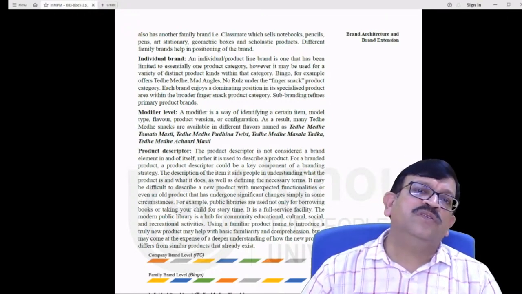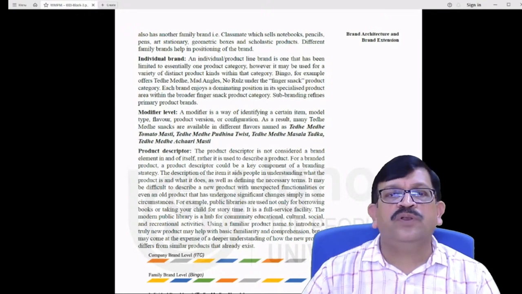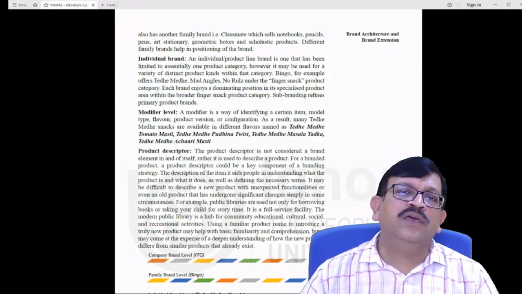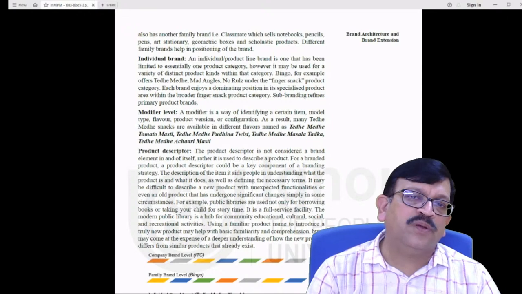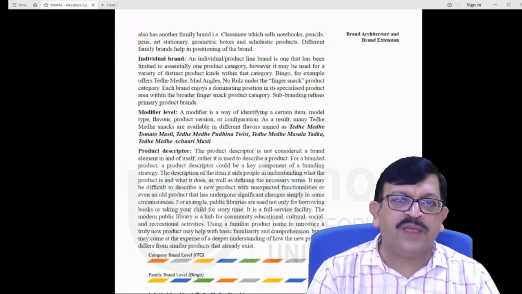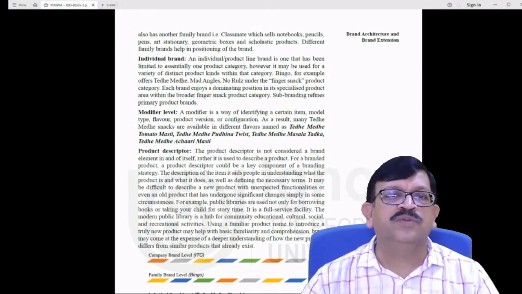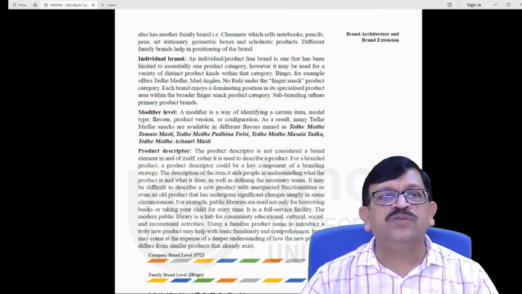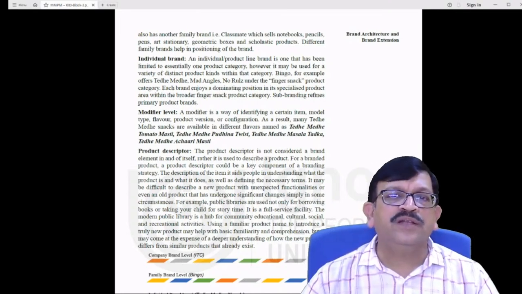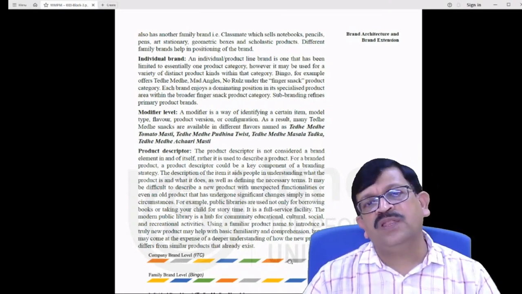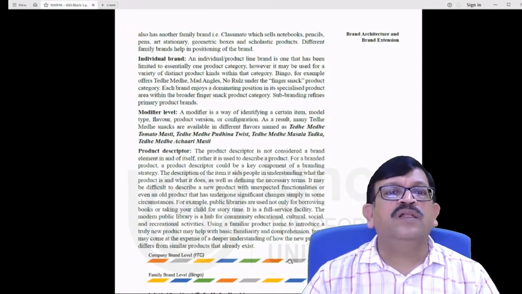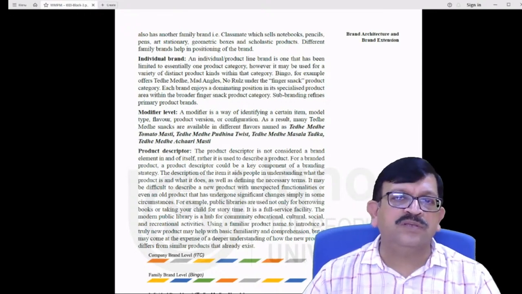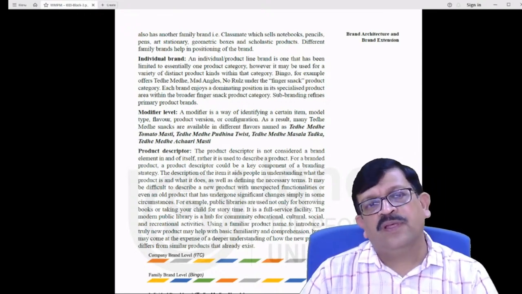Individual brand names, obviously, as I told you, the name suggests that we don't require any other name. It is only one particular product, one brand name, which talks about one product category, and it is used for offering distinct kinds of products within the category. So you can have something like Mad Angles or Tedhe Medhe, as in the case of ITC.